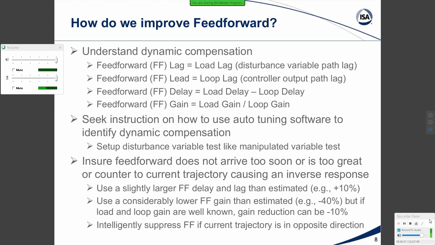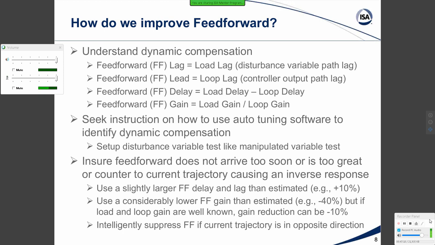That's a much finer point that is not discussed, I think, anywhere, except it was discussed in meetings within Monsanto and Solutions. But here, to summarize more conventional wisdom, is to use a slightly larger feed forward delay and lag than estimated. We want to do the estimation for the worst case, and we would still say, well, we don't know things perfectly, so let's have it arrive a little bit later.